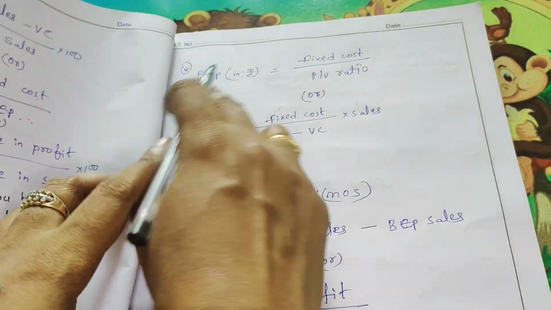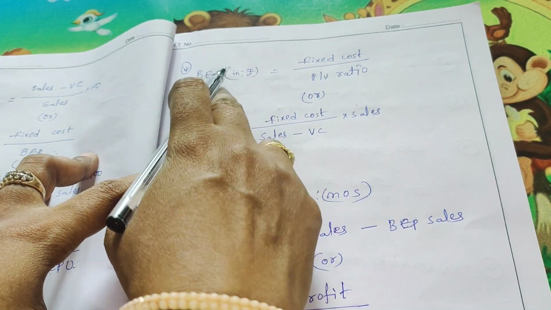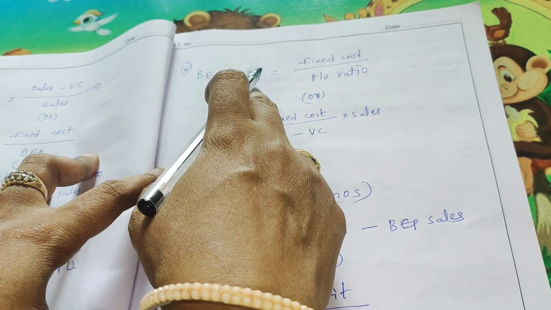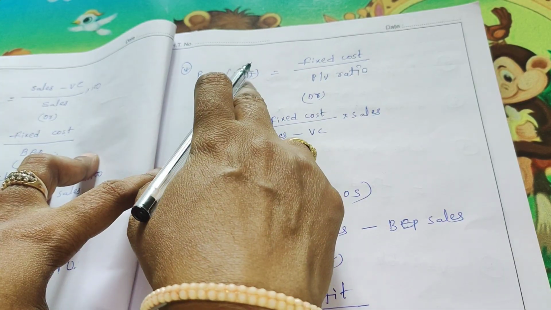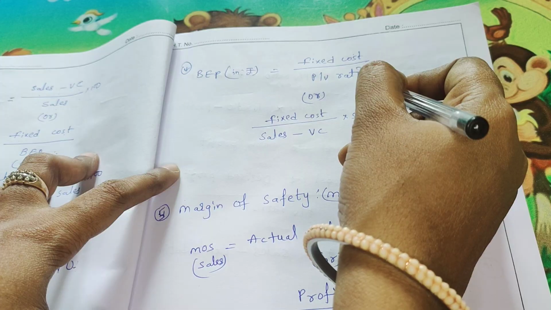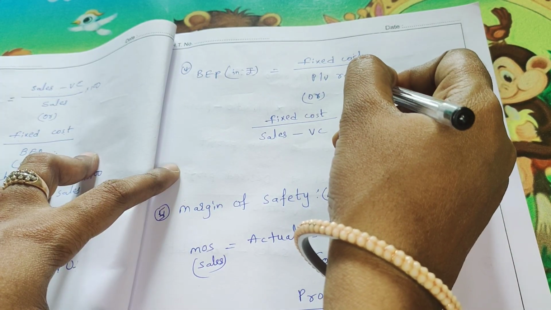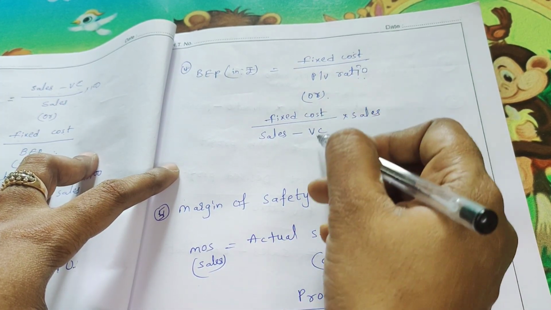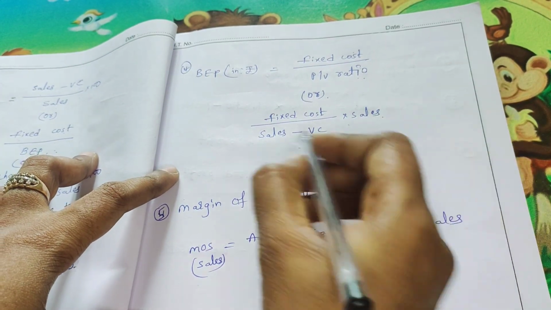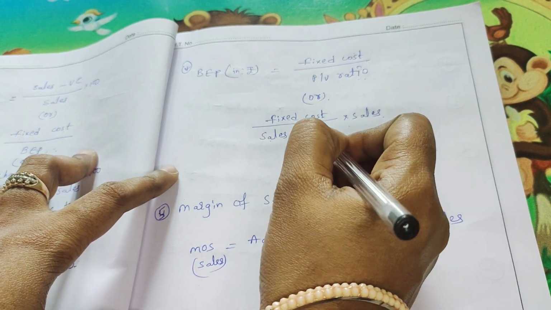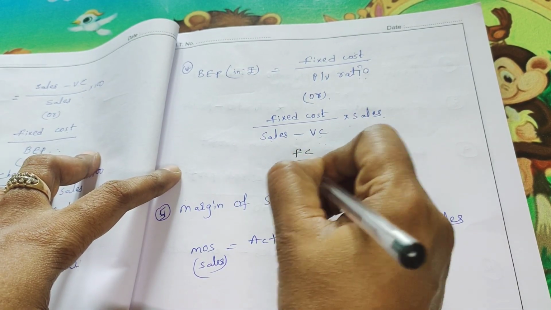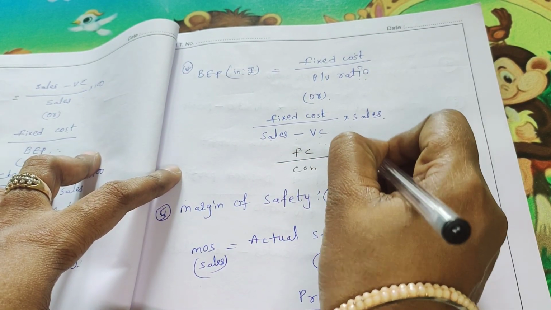And coming to BEP in rupees. Break even point in rupees, or else we can say break even sales. How to calculate here? Fixed cost divided by PV ratio, or fixed cost divided by sales minus variable cost into sales. What is this sales minus variable cost? Contribution. So we can write fixed cost divided by contribution into sales.